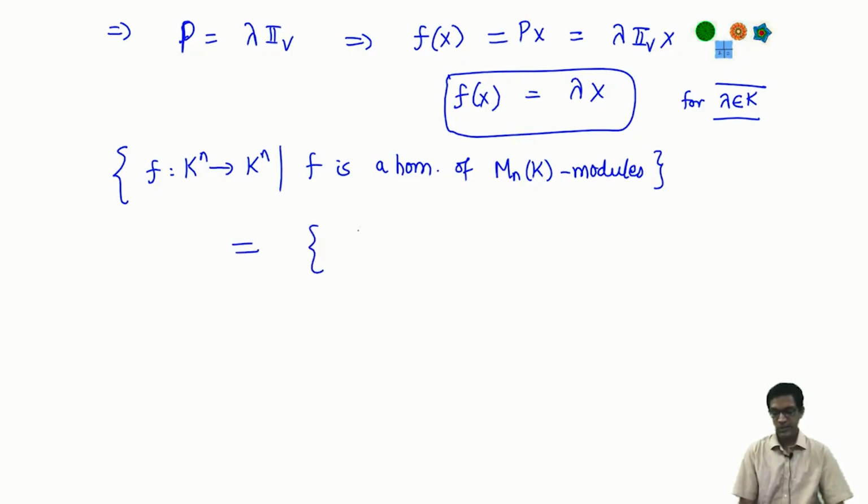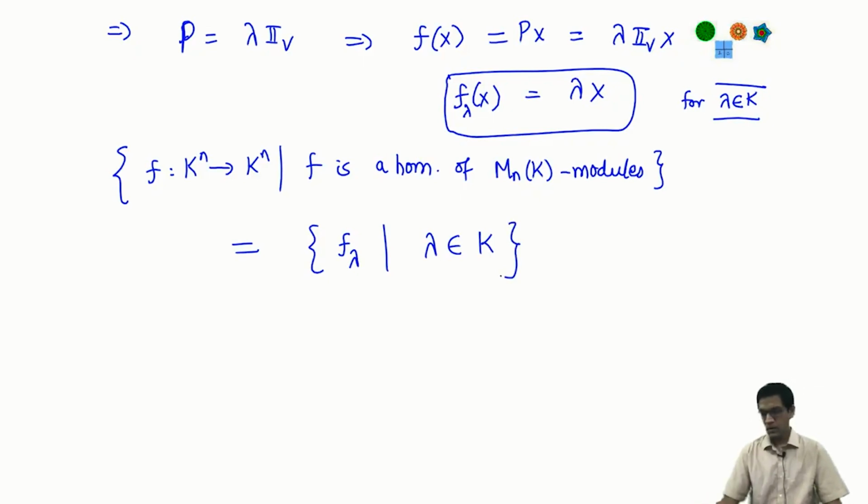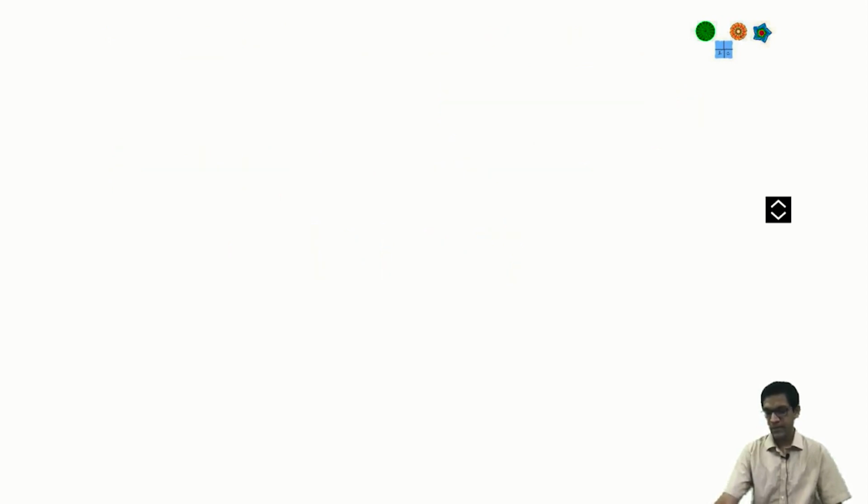So maybe we should call this scaling map something. I fix a lambda, so maybe I'll call this f sub lambda, the scaling by lambda map. So this is just the set of all f sub lambda where lambda ranges over all elements of K. It's exactly the set of scaling maps. Okay, so that was a second example of what homomorphisms look like for this particular module over the matrix ring.